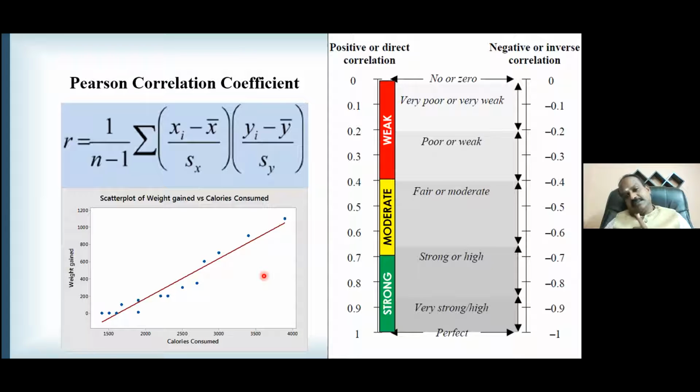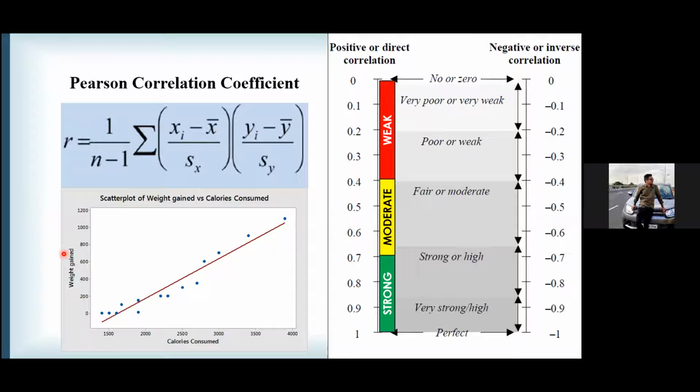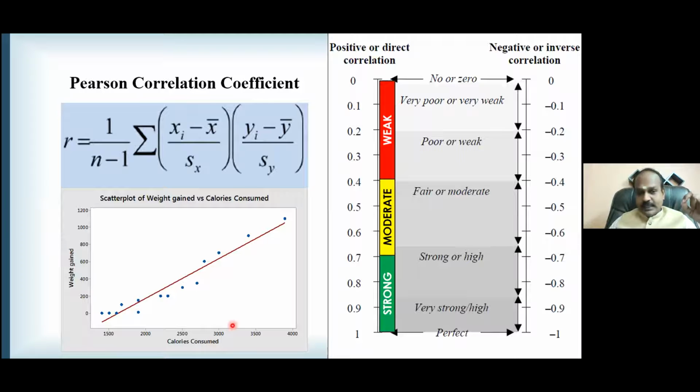Calorie consumption, is it continuous data? Continuous data. And the Y variable is weight gain. The more calories you consume, the more weight you will gain. So is weight continuous data or discrete data? Continuous. Always, for plotting a scatter diagram, both your X variable and Y variable should be continuous data. Then only you can plot a scatter diagram.